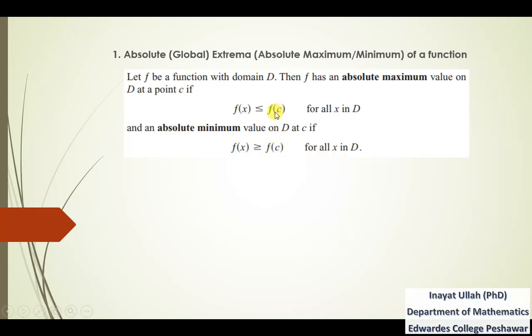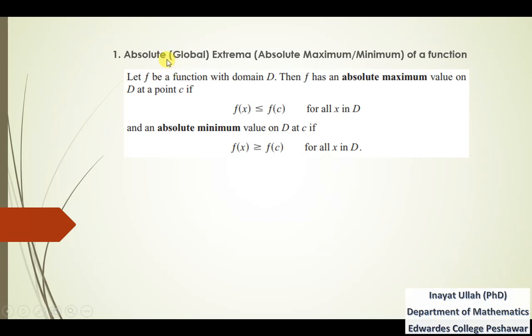So whenever f(c) is greater than f(x) for all x, then we say that f(c) is the absolute maximum value, and whenever f(c) is less than f(x) for all x, then we say that f(c) is the absolute minimum value of the function. But we are talking here for all x in the domain, for all values of x in the domain.